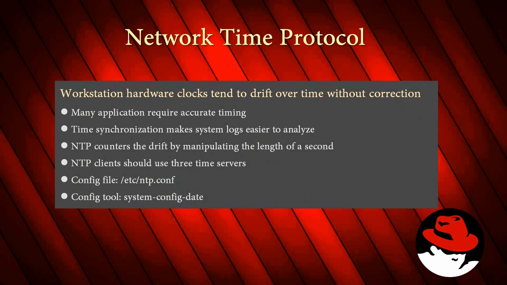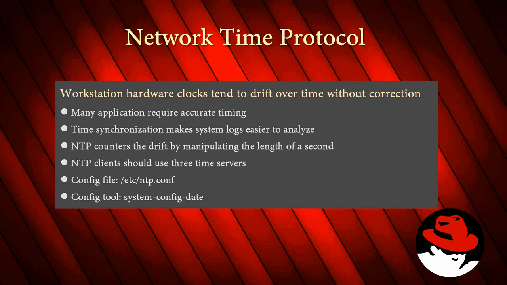The workstation hardware clocks are not used, and NTP is preferred over that if you want to run network utilities like file sharing, internet, and other utilities. NTP counters the drift by manipulating the length of a second. It could change the length of a second. NTP clients should use 3 time servers. The configuration file is ntp.conf in the etc directory, where we can configure NTP.